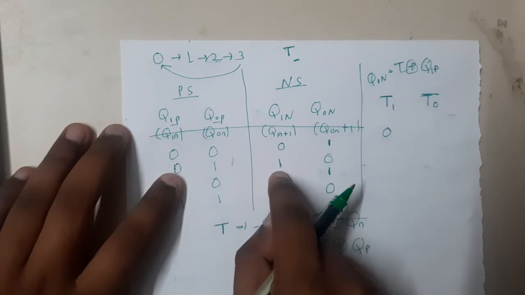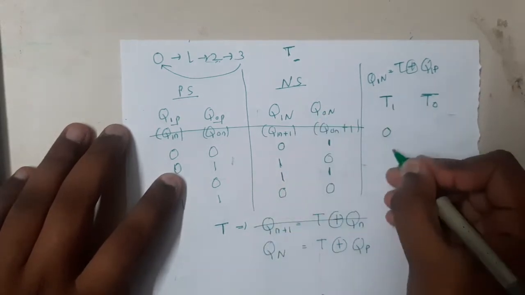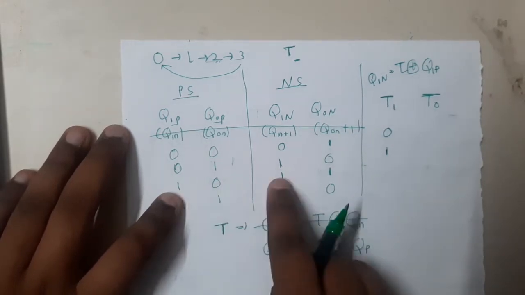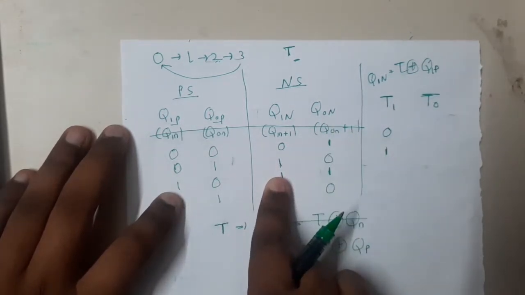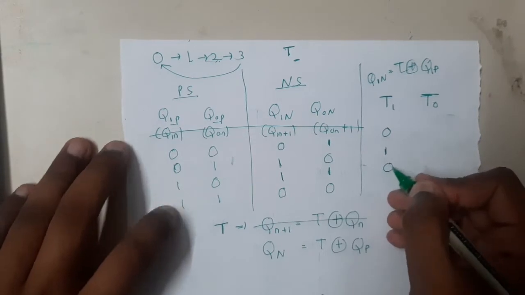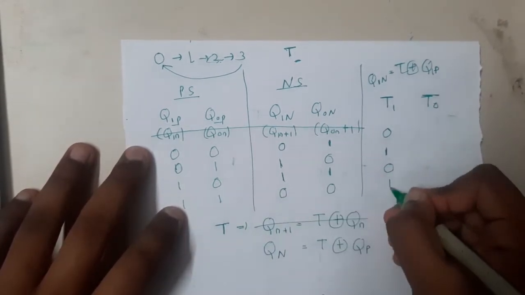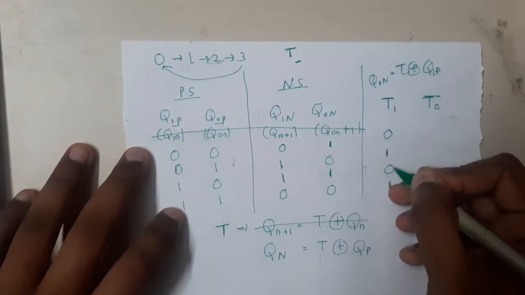So 0 XOR something, result should be 1. So it should be an odd count, so it will be 1. Similarly, 1 XOR something equal to 1 means it should be 0, right? Yes. So 1 XOR something equal to 0 means it should be 1. Okay, so now you got the idea, right? So that is how I have written it.